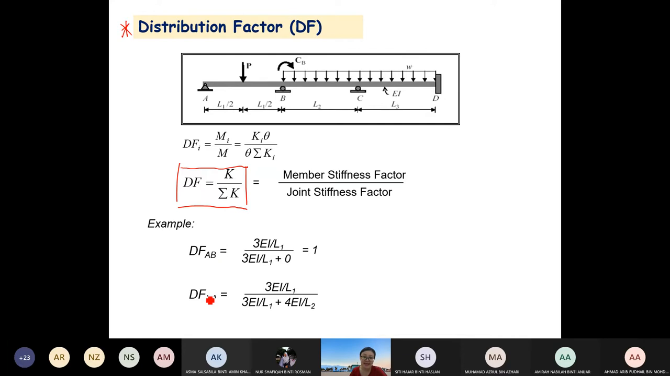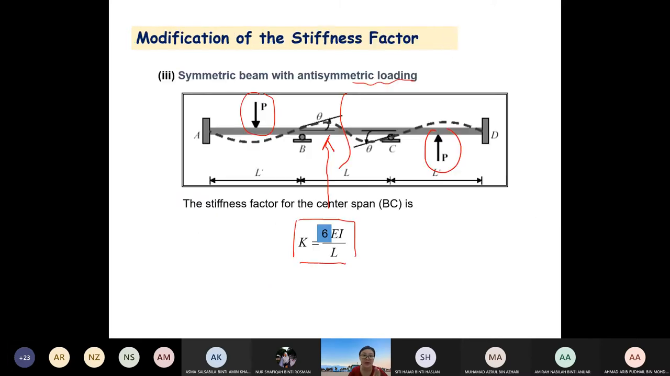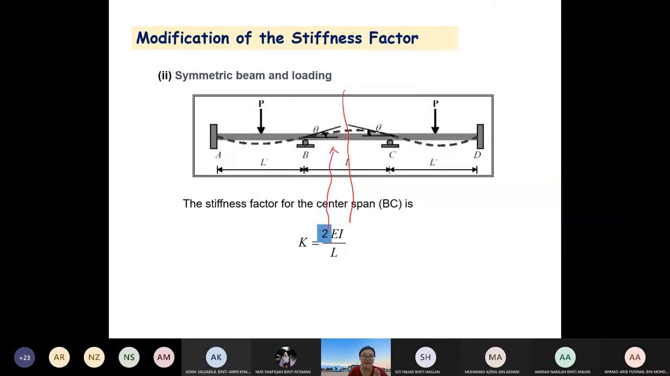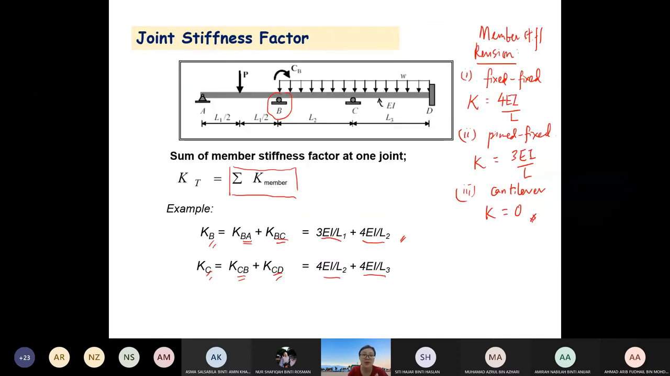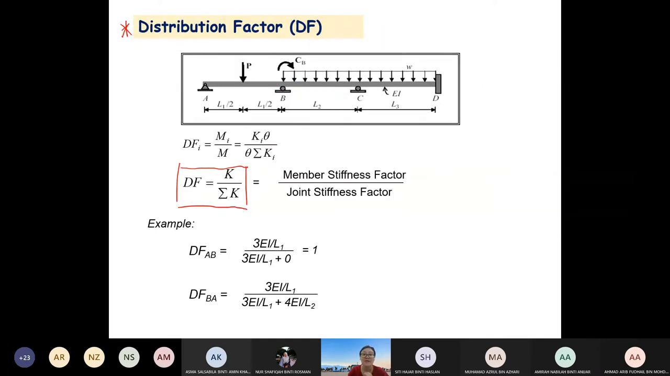Let us have a look at DF, starting with BA. First of all, the way to determine the DF. We know very clearly how to get the member stiffness factor. Every member you need to have a member stiffness factor. We are also very clear where to get the joint stiffness factor. At every joint, you are going to have one joint stiffness factor. But where to get this DF? The position to get the DF is at the end of a member.